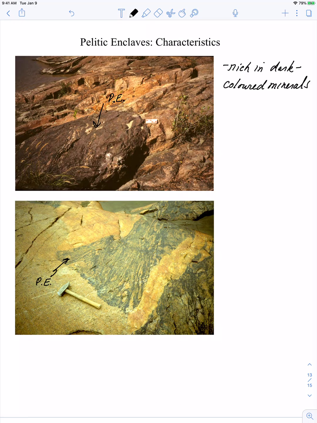The second observation is best seen in that top photo, which gives you something of a three-dimensional view of what these enclaves look like. What I want you to notice is that these enclaves have a sort of lozenge shape. They're shaped sort of like a watermelon seed, meaning that they're surrounded on all sides by granite. In particular, the granite that's surrounding these enclaves is phase 2 granite.